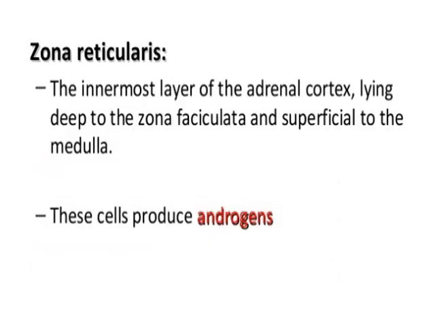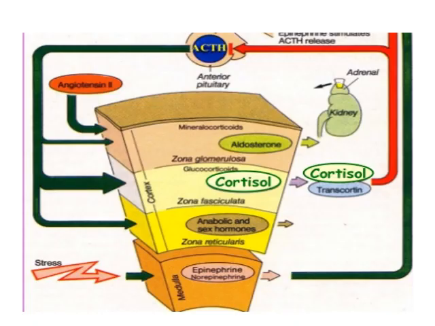The innermost, smallest and thinnest layer of the adrenal cortex is the zona reticularis. It lies deep to the zona fasciculata and superficial to the adrenal medulla. It produces androgens. Androgens are most important for the production of the sex steroid hormones and other hormones which are important metabolically. Again, a representation of the secretion of various adrenal hormones from different adrenal layers.